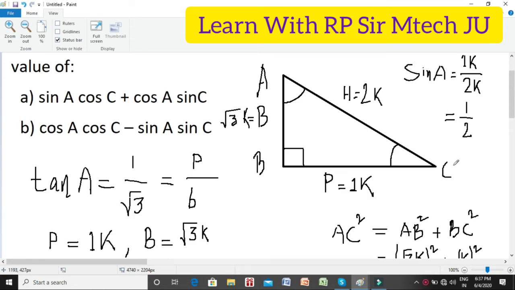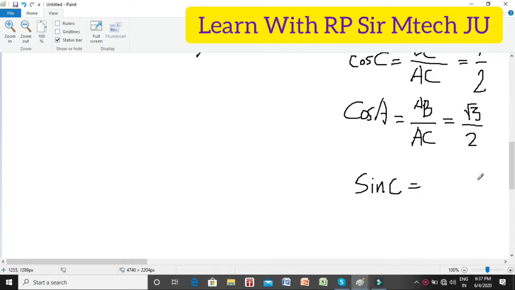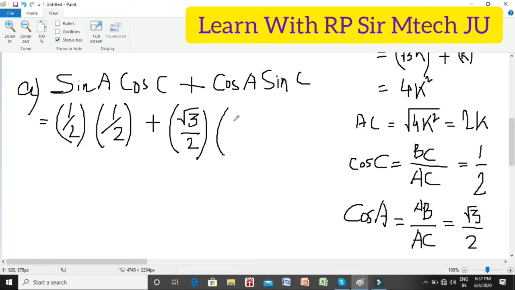So sin C will be here, it will be perpendicular. Now if this is C, so perpendicular will be this one and hypotenuse will be this one. So AB by AC. Sin C will be AB by AC. So here AB is root 3 by 2, the same one. So again we are going to write here root 3 by 2, right?